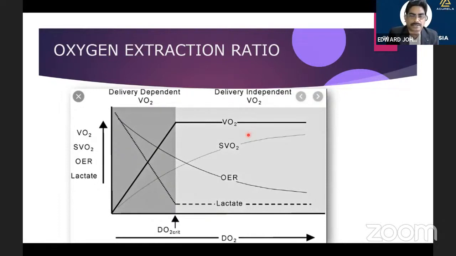Whenever there is increased exercise or increased demand of oxygen, this extraction can go up to 50 to 60%, independent of the delivery of the oxygen. So you have to remember, independent of the delivery of oxygen, it can go for extraction of 50 to 60%. That means 500 ml of oxygen can be utilized by the cells. But when it goes beyond 60% extraction, then it becomes delivery dependent. So you have to adequately perfuse the end organ to get the oxygen extraction.